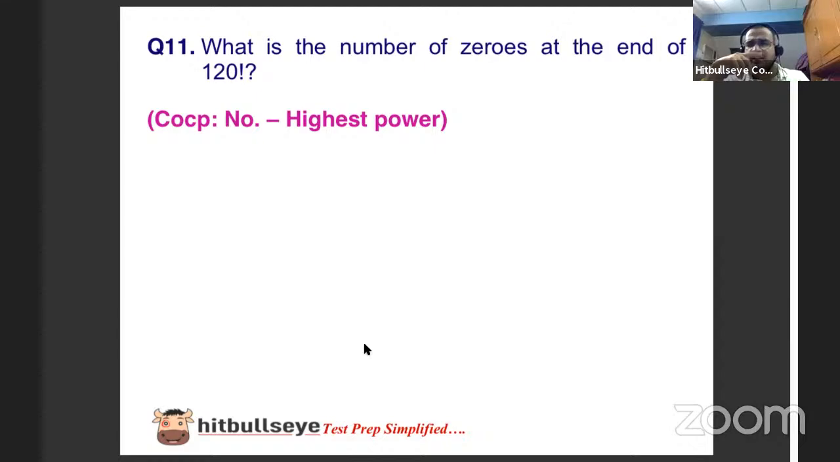Okay, so the clue is that zeros are made by the multiplication of 2s and 5s. Please note, you have to look for 2s and 5s here. Once you check that, you will be getting the answers, because 0 is made out of 2 and 5.